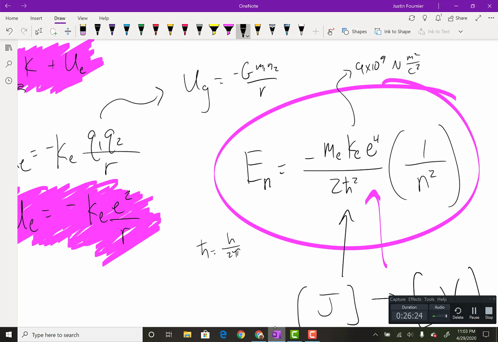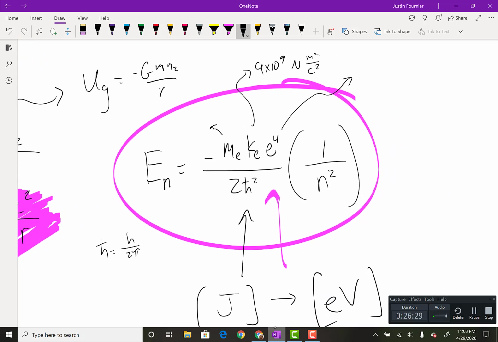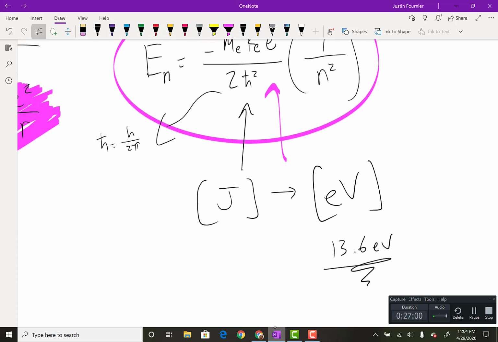Mass of an electron, you should be able to look that up. Mass of an electron is 9.11 times 10 to the negative 31 kilograms. H bar we got already. That's a 2, not a Z. And then charge of an electron or a proton is 1.6 times 10 to the negative 19 coulombs. So yes, see if you can plug those in and get those values. You should get 13.6 eV.